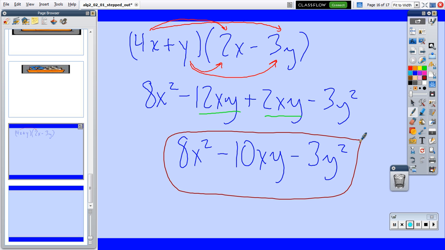So again, the variable components must match exactly in order for you to combine them. But that's not the case with multiplication. Only for addition or subtraction.